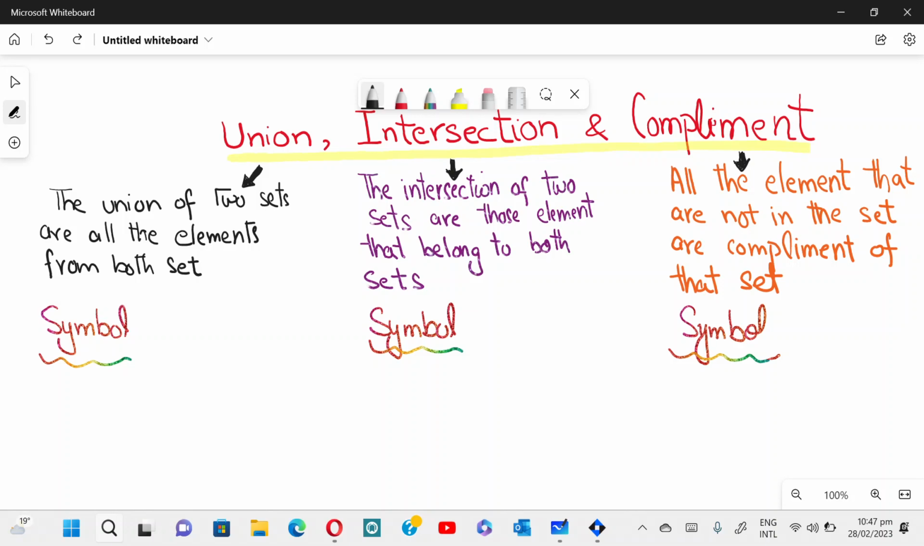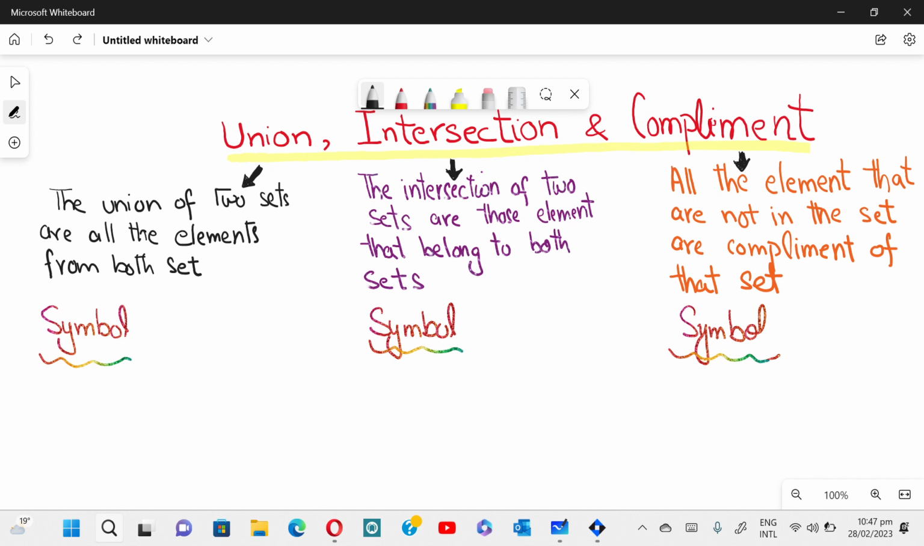Union, intersection, and complement. In mathematics, when we talk about sets, we should know what union, intersection, and complement actually are. The three are very easy and very important, and they have a very minor difference among them. So first of all, we're going to talk about their definition, their symbols, and then we're going to move on to their examples. So what is union?